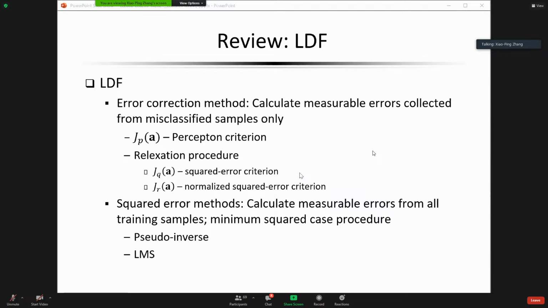We have minimum square error. And particularly, we reviewed the least square method, right? So basically, we want all the samples close to a line. And then we have a linear equation to solve.